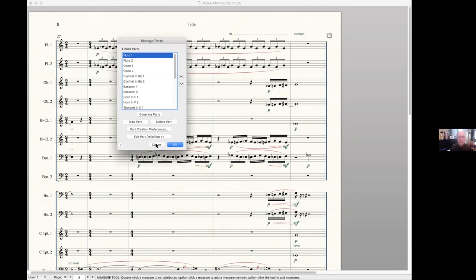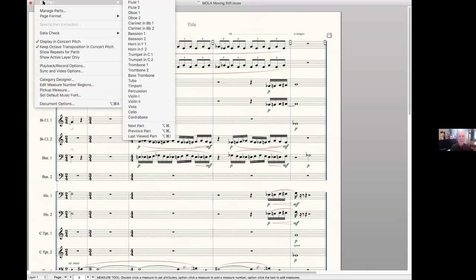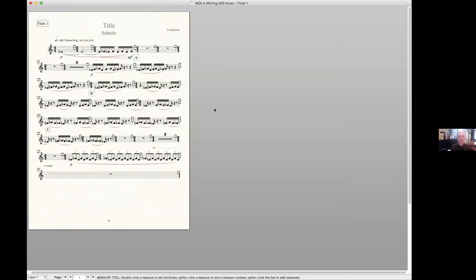You just do generate parts, and you can specify which ones you want. I've already done it, and there they are. Now, one of the things that I find challenging with linked parts is that when I go to the flute one part, you're not going to be able to see the score to compare. You're going to have to go back and forth. But let's have a look at what the flute one part looks like. So you can see everything that's in the score is here in terms of the notes, in terms of the slurs, and so on.